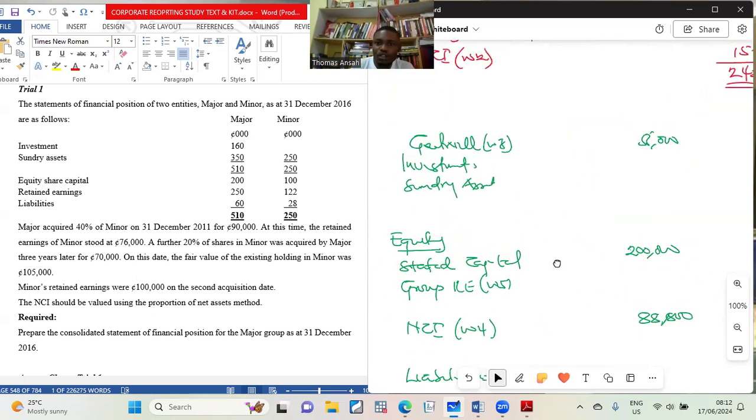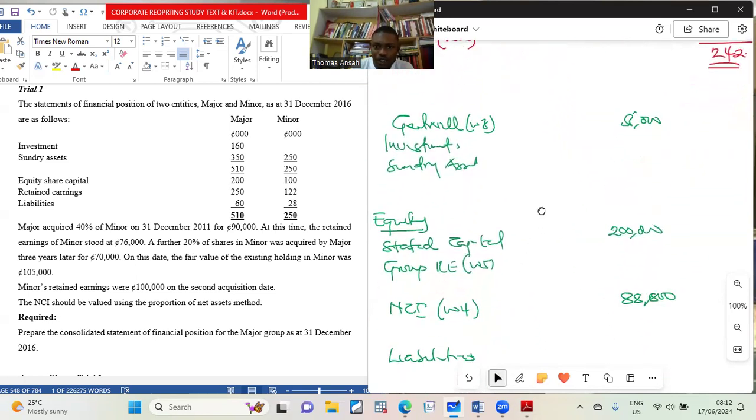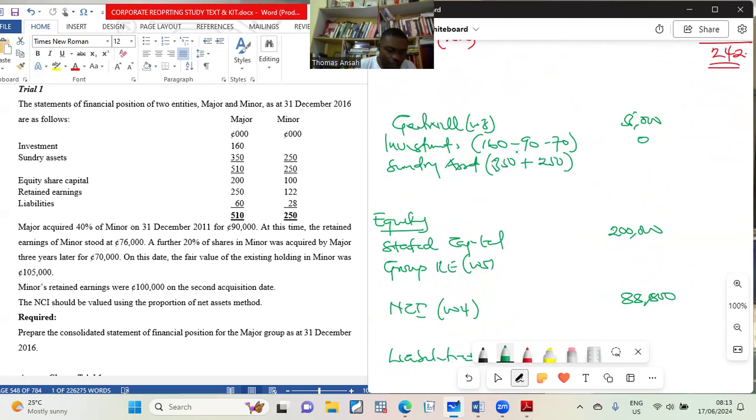All right, I think this one, we don't have any PPE adjustments inside. The investment is 160 minus all the purchase consideration that has happened. They had 90 before and they bought another 70. That makes it 0. So that's why some people usually don't present that. The asset, what do we have for the asset? There's nothing concerning a PPE adjustment or anything. So we have 350 plus 250. So 35 plus 25. That is 600,000.